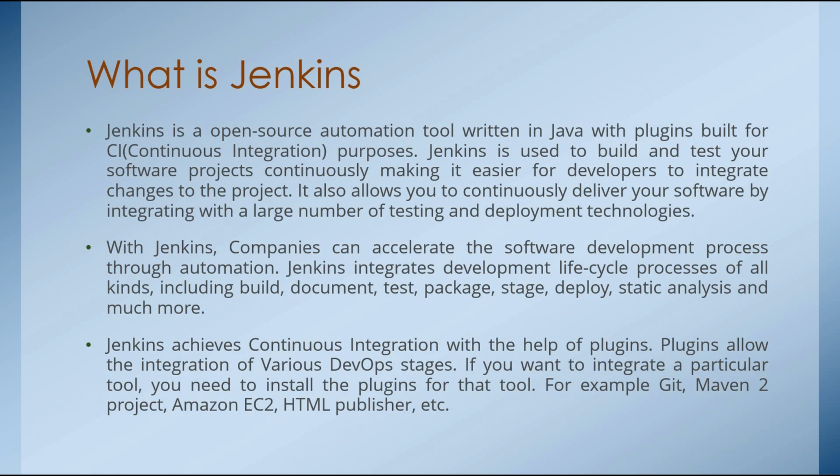Today we are going to discuss what is Jenkins. Okay, so let's get started. Jenkins is an open source automation tool written in Java with plugins built for CI. CI means continuous integration purposes. Jenkins is used to build and test your software projects continuously, making it easier for developers to integrate changes to the project. It also allows you to continuously deliver the software by integrating with a large number of testing and deployment.